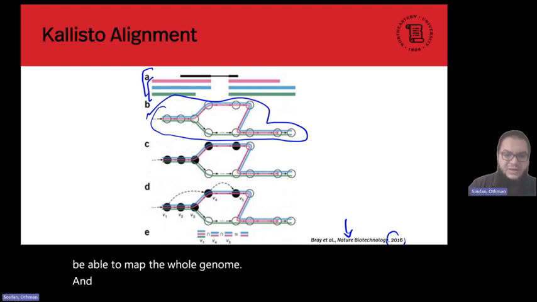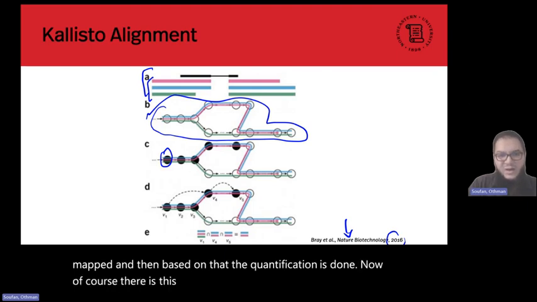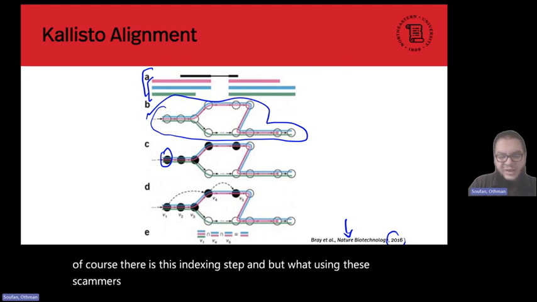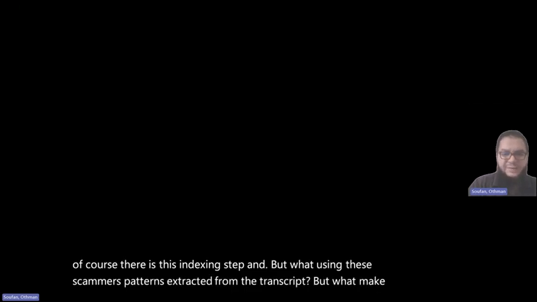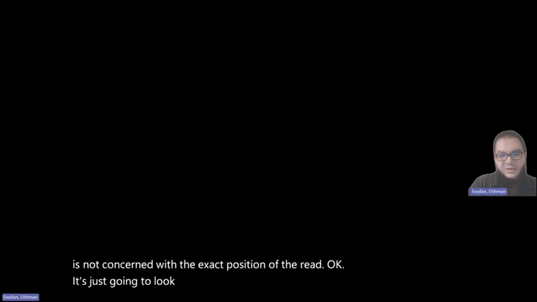And so eventually these values of k-mers are being read and mapped, and then based on that, the quantification is done. Now, of course, there is this indexing step, but using these k-mers, patterns extracted from the transcript. But what makes Kallisto unique is the idea of pseudo alignment. And pseudo alignment is not concerned with the exact position of the read. It's just going to look at the transcript that it can match based on these schemas.